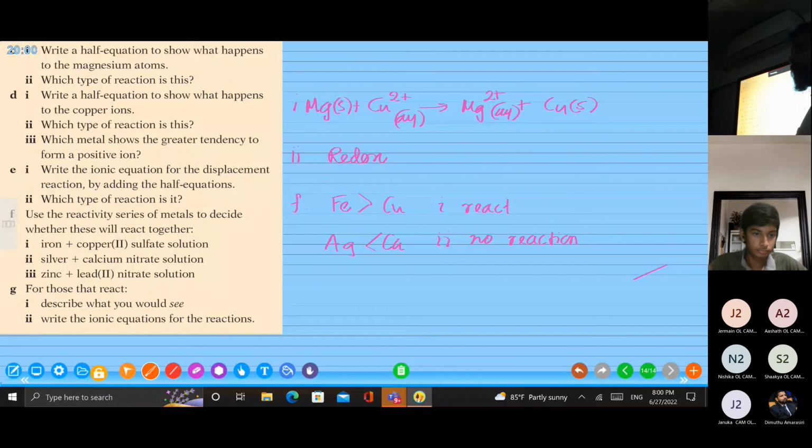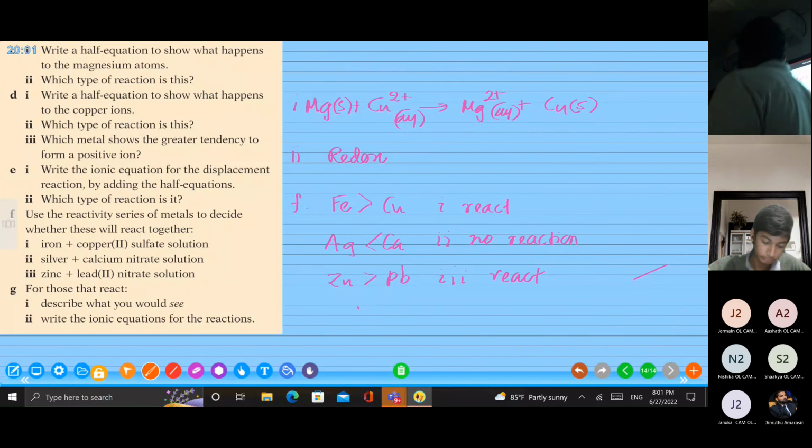Next, zinc and lead nitrate. As I told you, lead is just above hydrogen. Therefore, definitely zinc is more reactive than lead. If that's so, will that reaction take place? Yes, because zinc can displace lead from lead nitrate. So the reaction happens. Please follow the reactivity series.